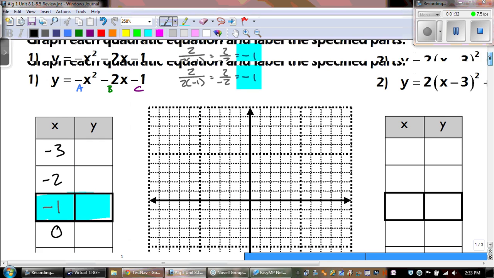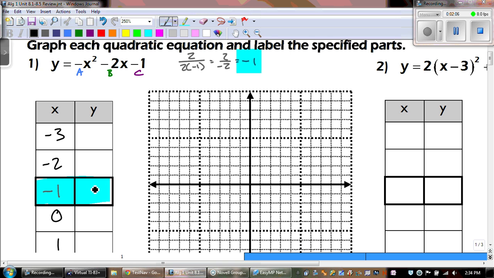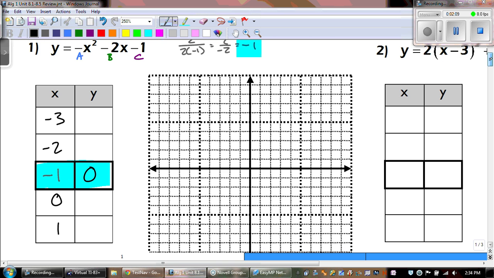So I'm getting my calculator out and ready to go. So I have negative x. Well, negative x would be negative 1, right? So we have that negative sign. Then x is negative 1 squared minus 2 times negative 1 minus 1. Okay, plug it in and you get, boom, 0. Awesome. That's what it should be. Now, what I want you guys to do is to fill out the rest of those numbers for me in the table. Okay? Pause the video. Good luck.